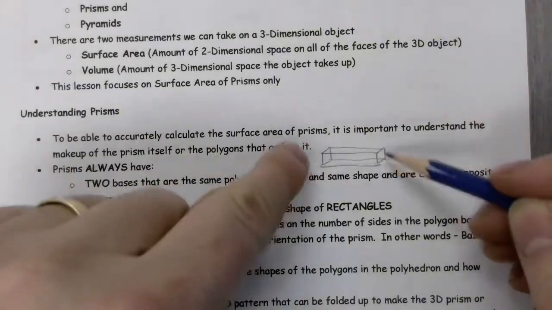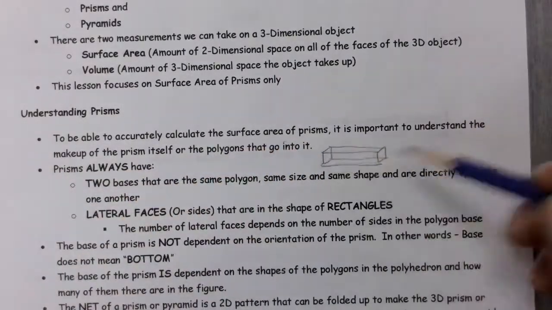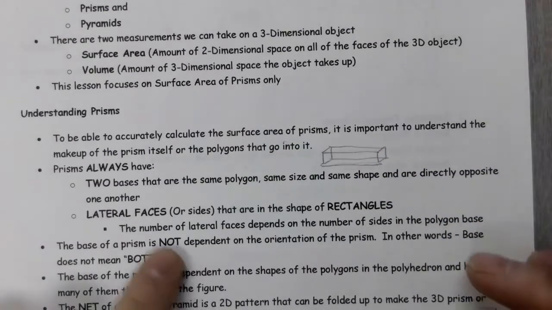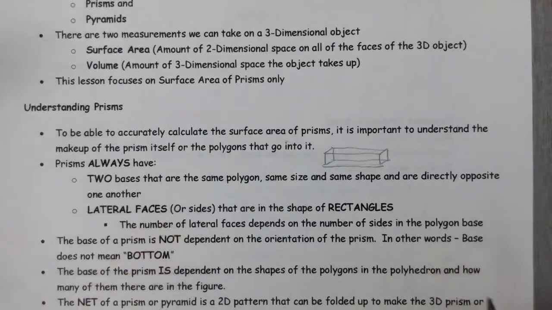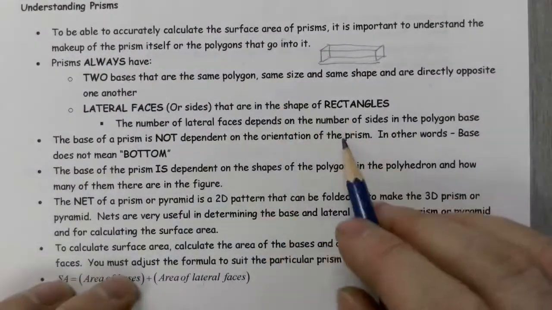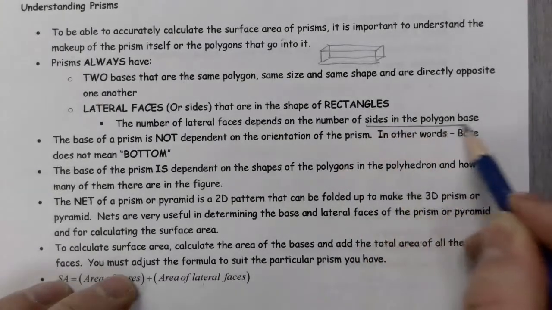So it's going to have the same shape on both ends, and then we simply connect the vertices with straight lines to create a bunch of rectangles around the sides. The lateral faces are going to be rectangles. And the number of lateral faces always depends on the number of sides in the polygon base.